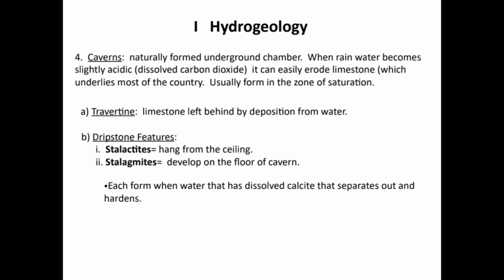Travertine sometimes makes really cool features. It can make stalactites or stalagmites. Stalactites are those big spikes from the ceiling, and stalagmites are the ones that come off the ground, just mounds of deposited limestone. And sometimes these caves get so large, they no longer support the surface.